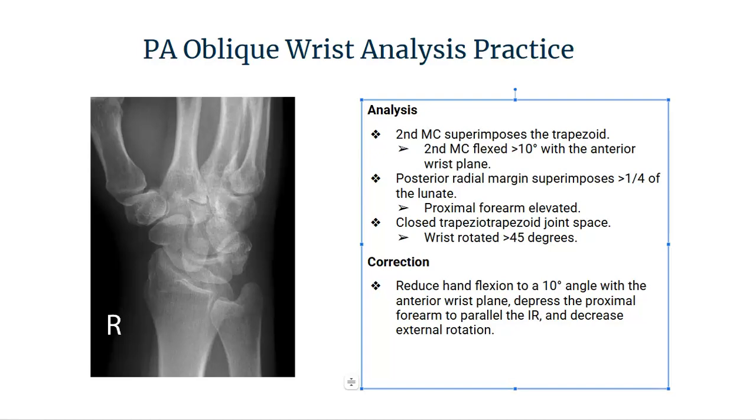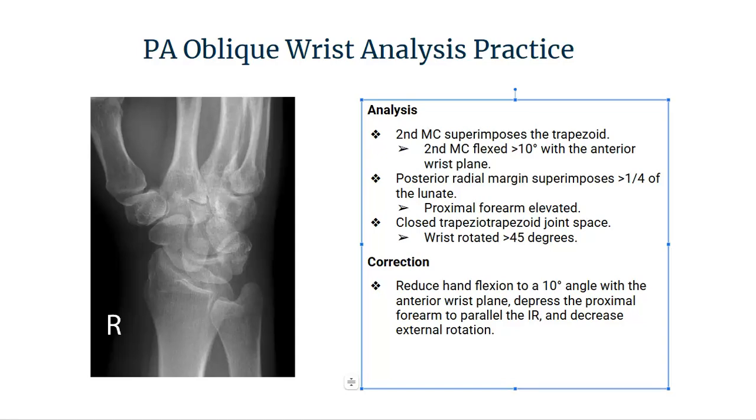So, when analyzing this projection, we can see that the second metacarpal is overlapping the trapezoid. This tells us that the hand is flexed more than it should be. So we definitely want to decrease that flexion so that it is aligned with the anterior wrist plane. Next, we notice that the posterior radial margin is superimposing more than 1/4 of the lunate. This happens when the proximal forearm isn't aligned parallel with the image receptor. It's actually elevated higher.